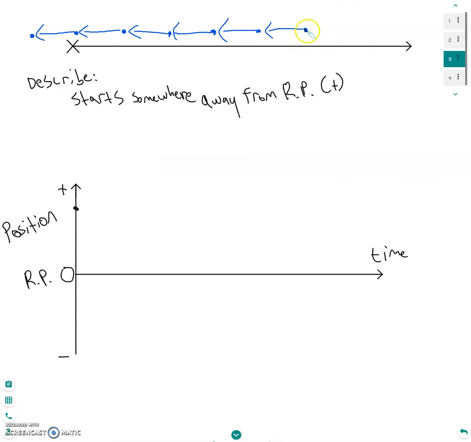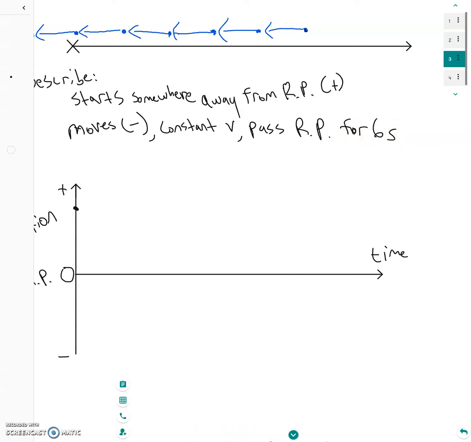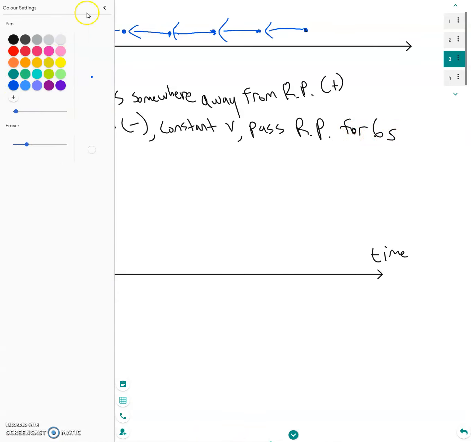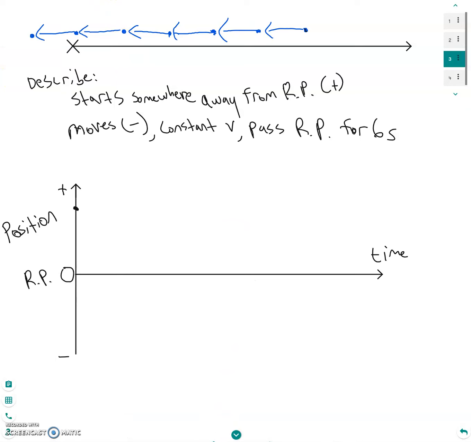Okay, now we are going to be traveling in the negative direction. I just put parentheses around that so you can see, with a constant velocity. We are going to pass the reference point, and we're doing it for 1, 2, 3, 4, 5, 6 seconds. Okay, so let me get my blue, and we'll draw the graph, okay? If you think you know what this graph looks like, now would be a good time to pause the video and try and draw the graph yourself. Okay, so here we go.